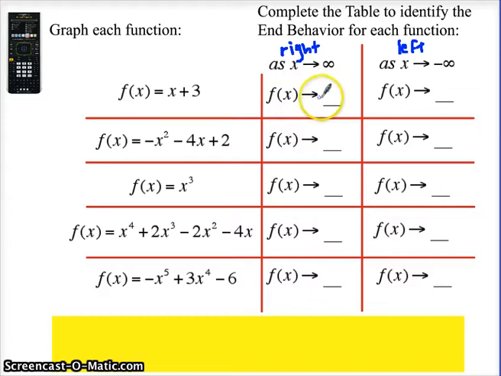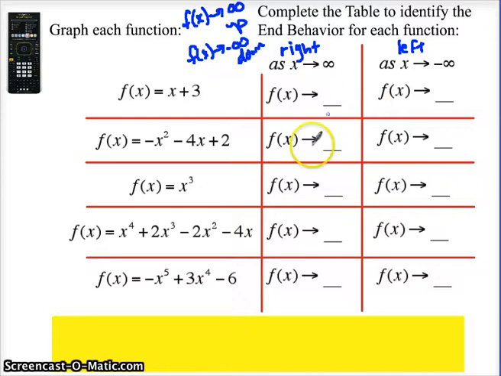So if we said something like f of x goes up, essentially f of x approaches positive infinity. Again, we're going infinitely upwards. So think of f of x goes to infinity as going up, and f of x going to negative infinity as going down. Okay? So when we go to fill in our chart, that's what we're going to look at.